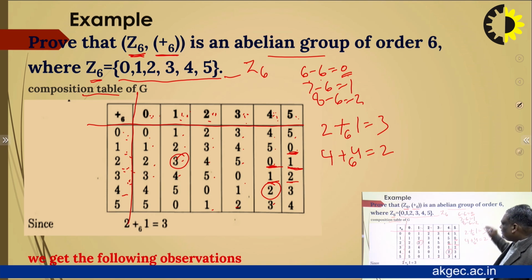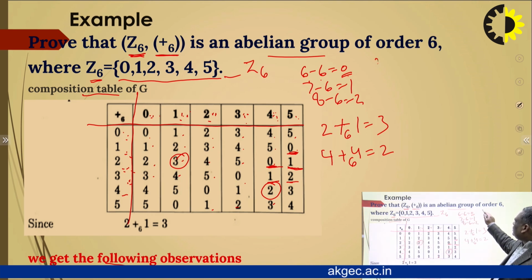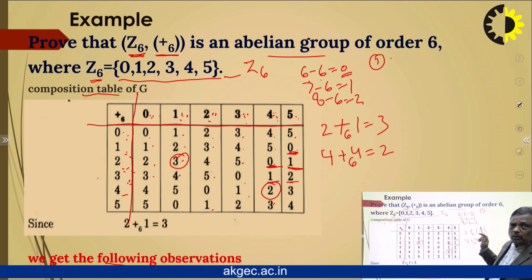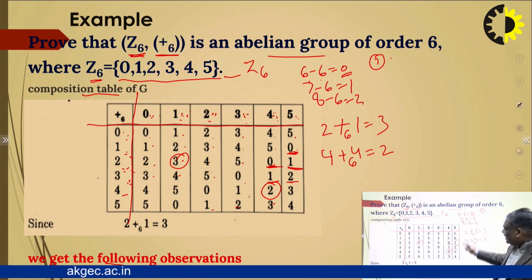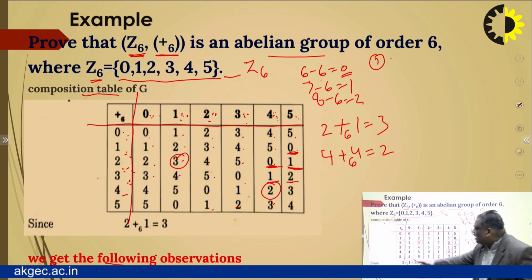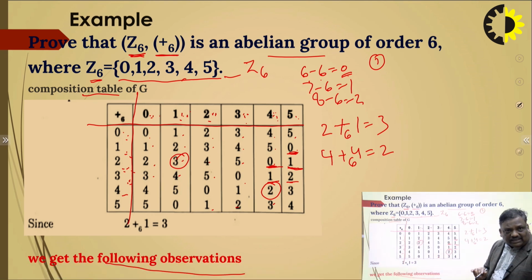So we prove the properties one by one. At first we see the following observation. The first property is the closure property. Each element we see here, the result, and each element is in the set Z6. So we can say that the closure property holds. The first property, closure property, holds.